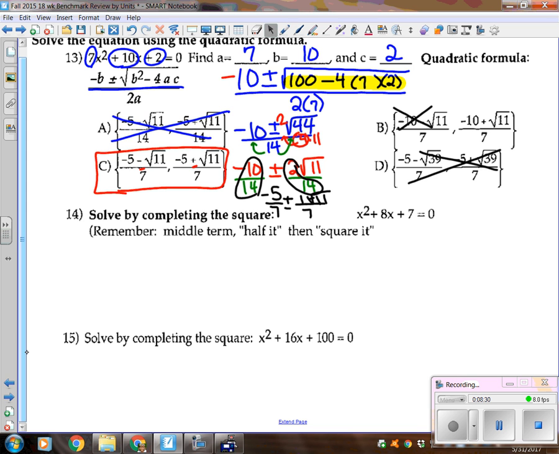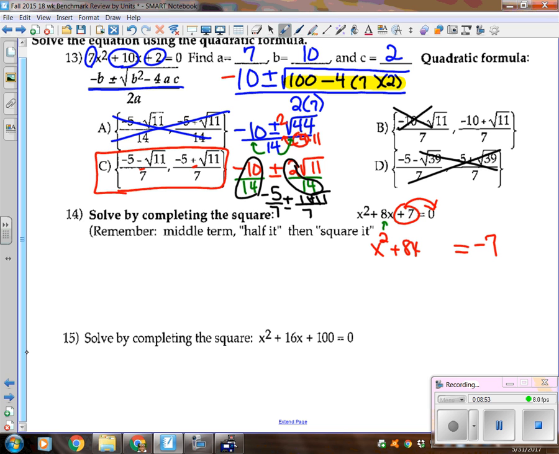To complete the square, I'm going to half the middle number and square it. So half of 8 is 4. 4 squared is 16. I need 16 and I have 7. So the first thing I'm going to do is move 7 out of my way to the other side of the equation. So I'm going to have x squared plus 8x, and I'm going to leave some space, and on the other side, when I move 7 over, it became negative.